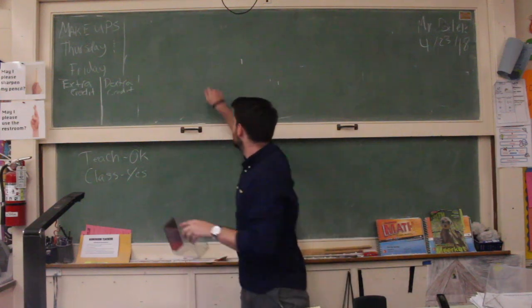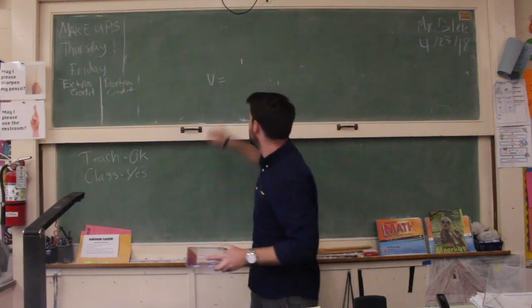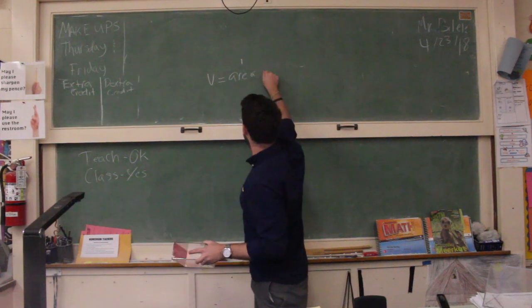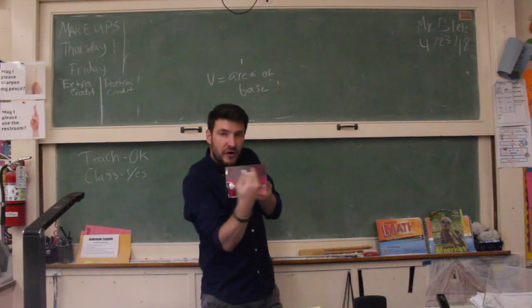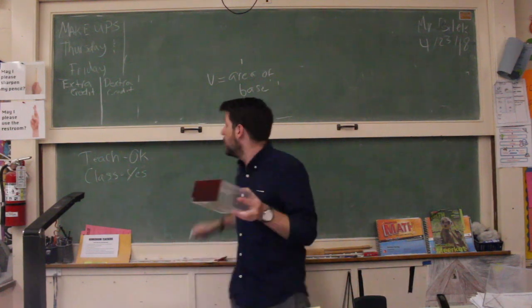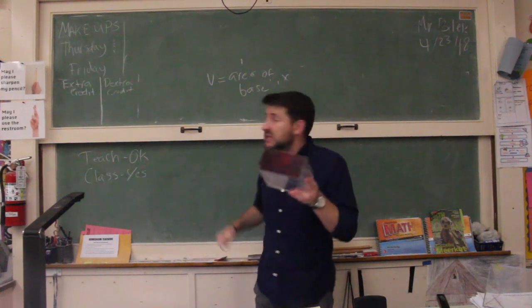Or as I taught you, the volume of a rectangular prism would be the area of the base. Don't forget, the base is this guy right here. We want the area of this base rectangle. We're going to multiply that times the length.